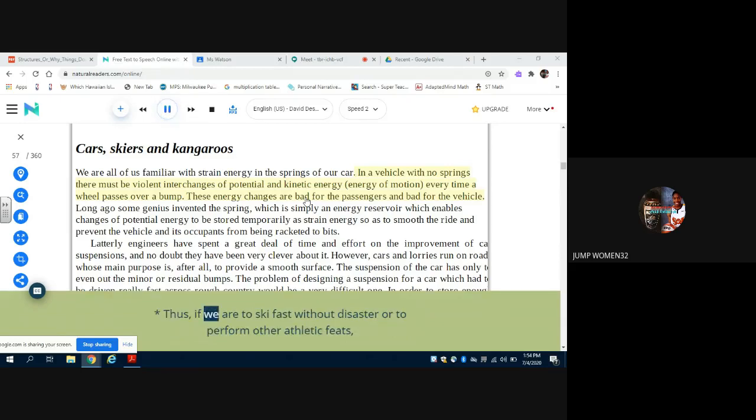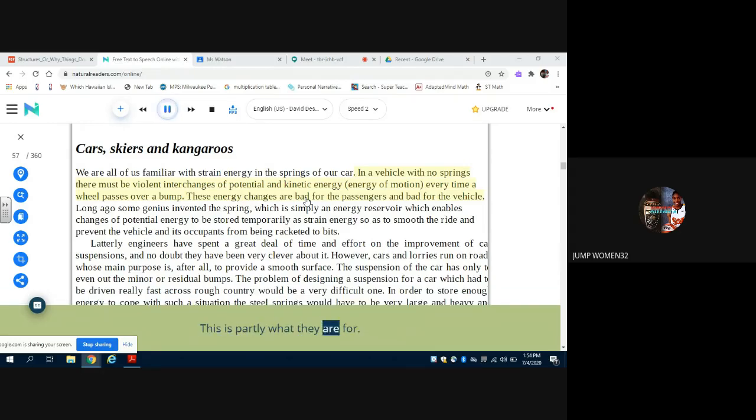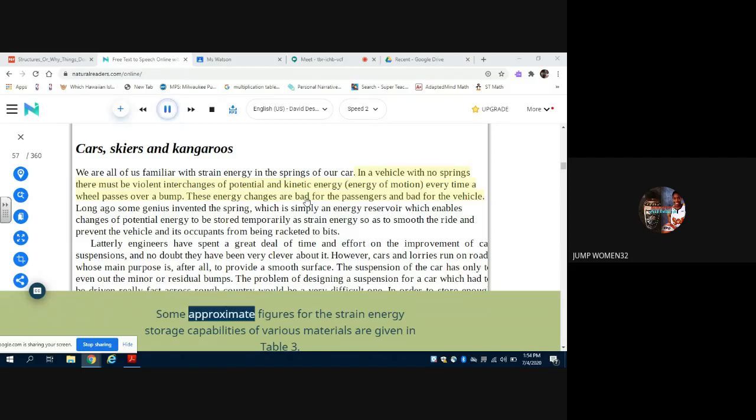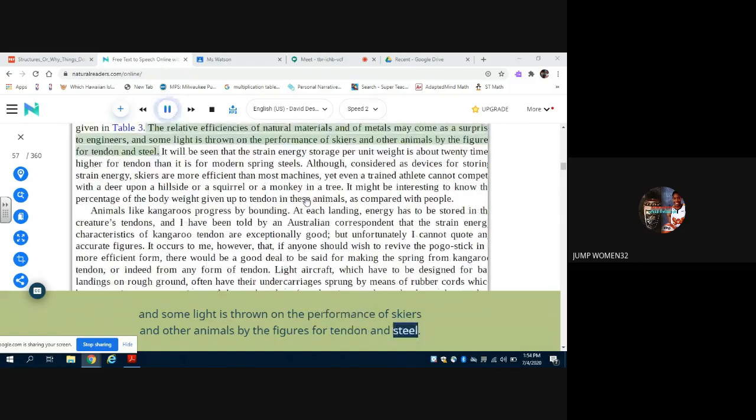Thus, if we are to ski fast without disaster or to perform other athletic feats, our tendons have to be able to store reliably and to give up again very large amounts of energy. This is partly what they are for. Some approximate figures for the strain energy storage capabilities of various materials are given in Table 3. The relative efficiencies of natural materials and of metals may come as a surprise to engineers, and some light is thrown on the performance of skiers and other animals by the figures for tendon and steel.